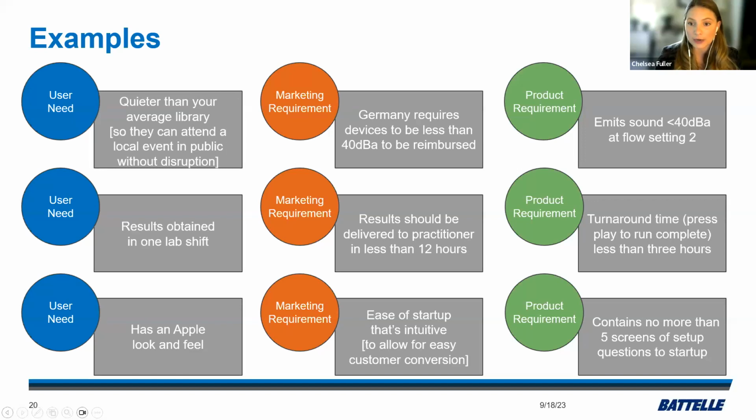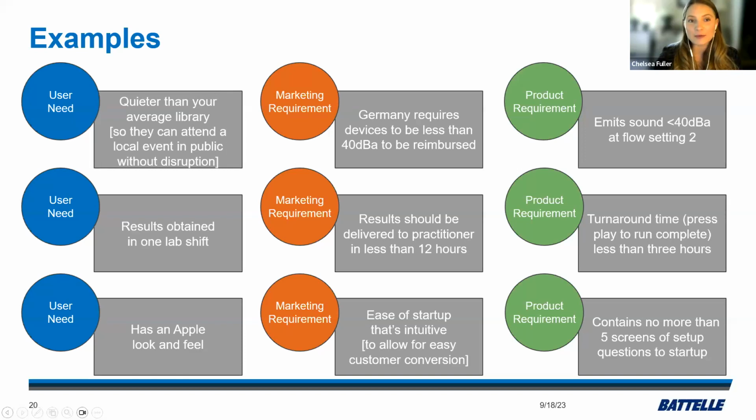So the product requirement ended up with a turnaround time. So like when you press play to run complete, it will actually deliver it in less than 3 hours because we understand that lab shifts are not always 8 hours. So going back to that user need, they can think that they need it done in 1 lab shift, but 1 lab shift could vary between 2 and 12 hours.